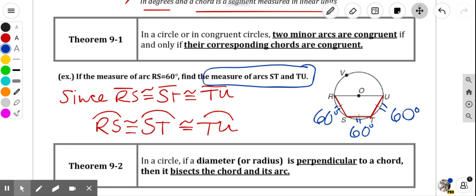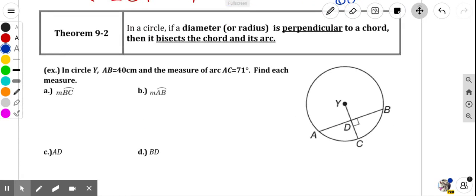The next theorem has to do with when you have a diameter or a radius that is perpendicular to a chord, it bisects the chord and its arc. So see right here, this radius is perpendicular to this chord AB. So that means it cuts AB in half, the chord. It also cuts arc AB in half. So that means arc AC would be congruent to arc CB.